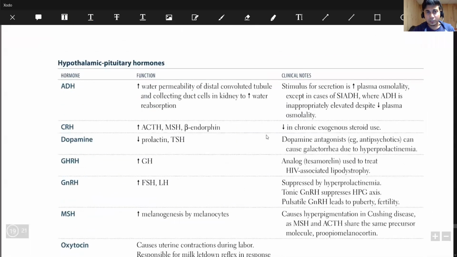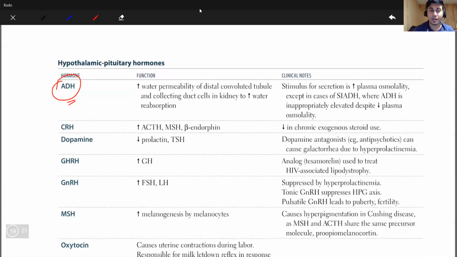Now, the hypothalamic pituitary hormones are hormones that are generated in the pituitary, or generated in the hypothalamus but released from the pituitary. So what are these hormones? As you can see, ADH, the antidiuretic hormone. The first thing you should remember is that it is produced in the hypothalamus. From the hypothalamus it goes into the posterior pituitary, and from the posterior pituitary it is released.